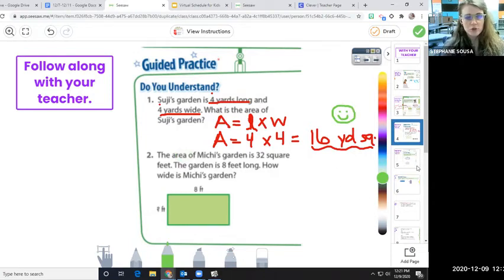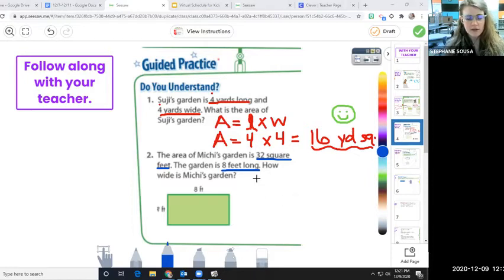Let's look at number 2 together. I'm going to switch colors so it's easy to keep my work separated. The area of Michi's garden is 32 square feet. Wait a minute, they just told me the area. Huh. The garden is 8 feet long. How wide is Michi's garden?